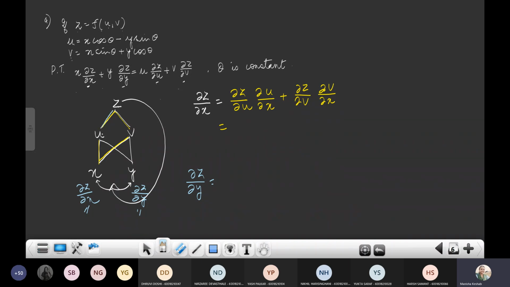So z से u, u से y, z से v, and then v से y. So it will be z with respect to u, and then u with respect to y, plus z with respect to v, and then v with respect to y. Okay. Now we will see the question.